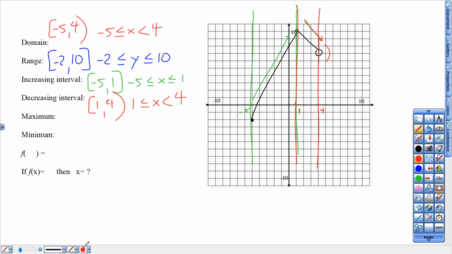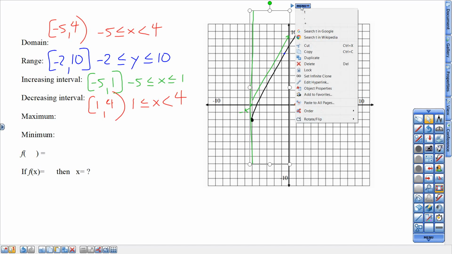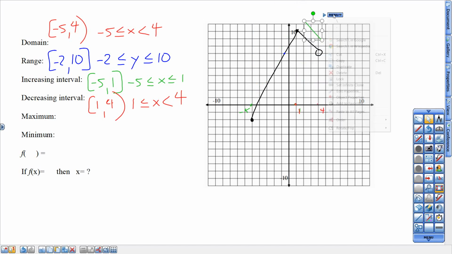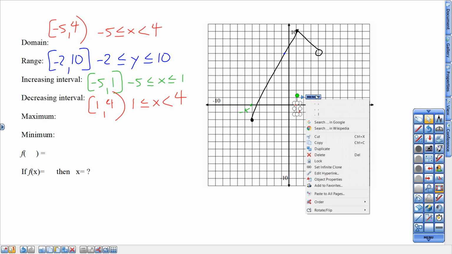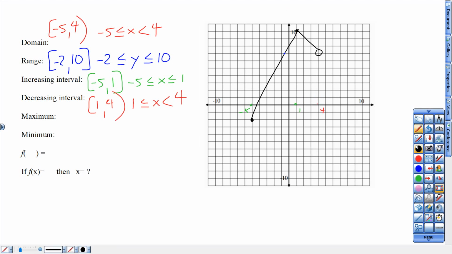Maximum looks like the highest point on there. Let's just delete this stuff here so I'll have less confusion. All right, here we go. So for the maximum, this highest point looks like a coordinate. Looks like that is 1, 10. The minimum, this lowest point, looks like -5, -2.